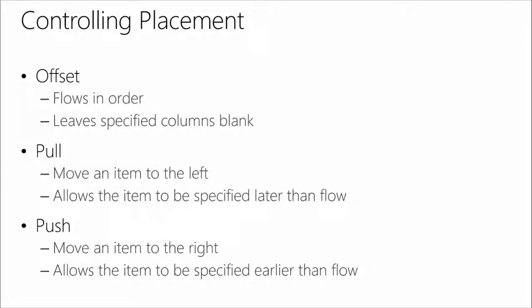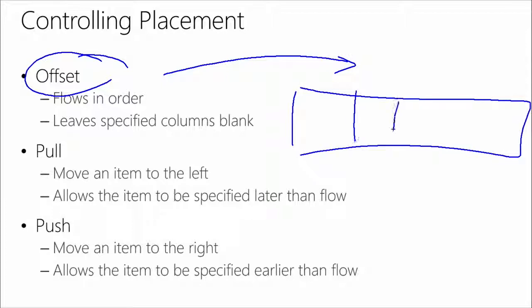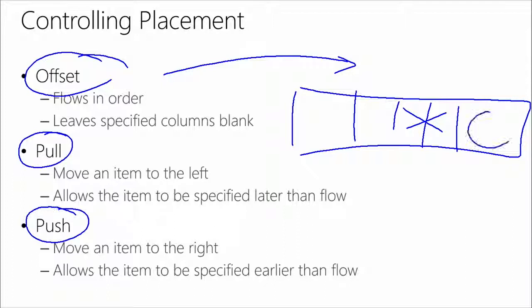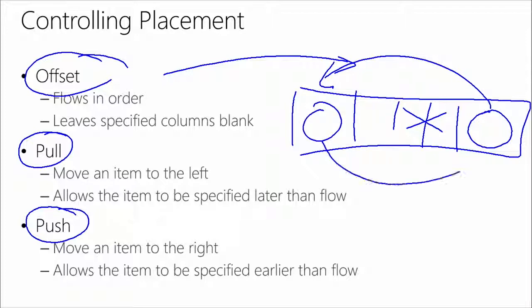So with that, this all leads us perfectly into controlling placement. With our offset, we can simply say we want to skip a couple of columns. So here's our table out here. Our offset is just simply going to say skip 2 columns. Very simple. You're also going to notice pull and push. What pull is going to give us the ability to do is typically target something over there and pull it back. What push is going to do is typically have something here and push it out.